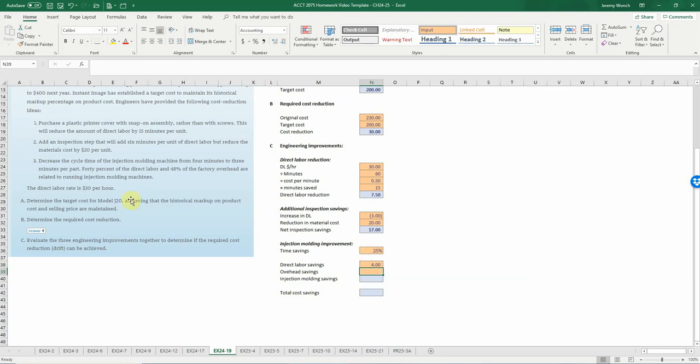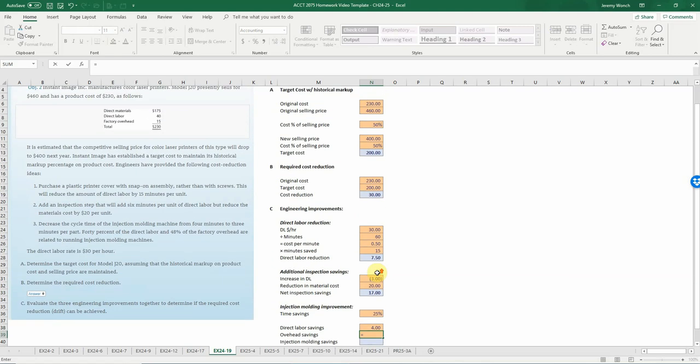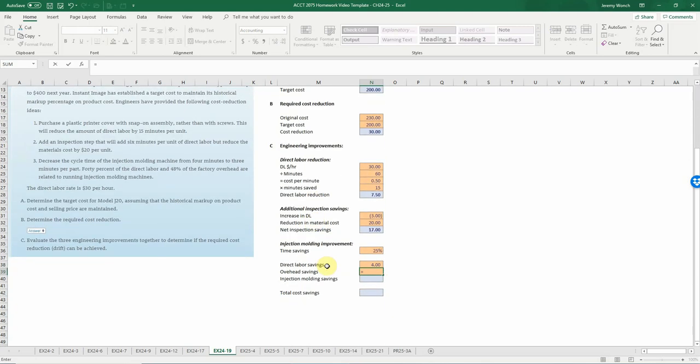So it says we're also going to save factory overhead. We're going to save 25% of it, of which 48% is related to the injection molding. So we do the same thing up here. The factory overhead per unit is $15 per unit, 48% is related to injection molding, and we're saving 25%. So we're going to save $1.80. So for idea number 3, we're going to save $5.80.